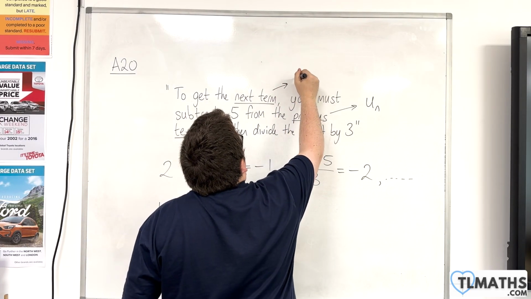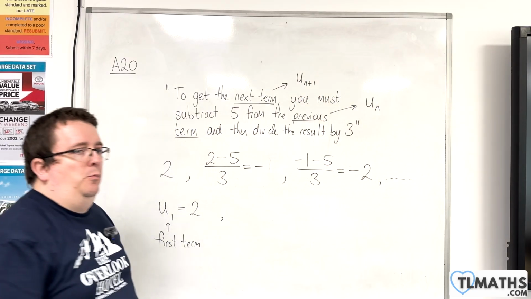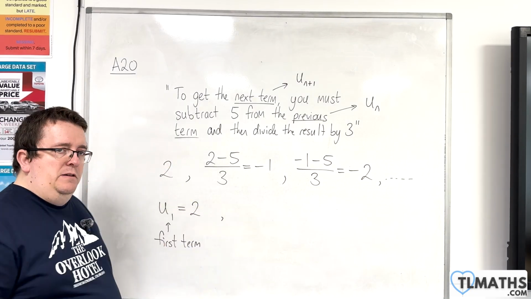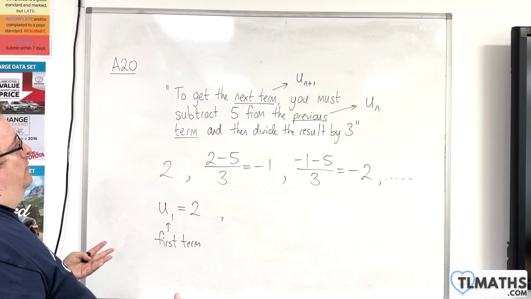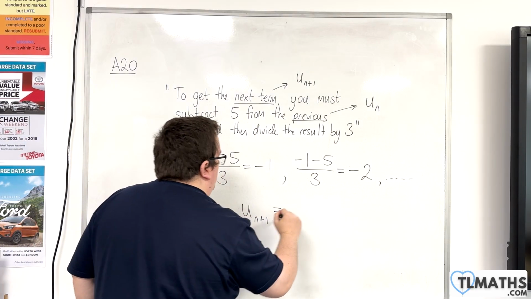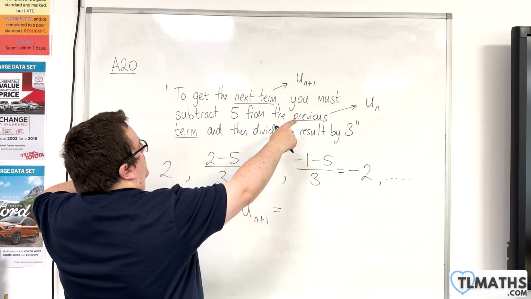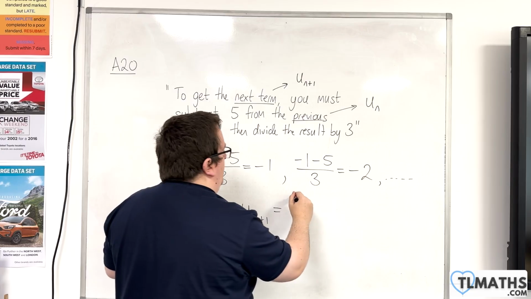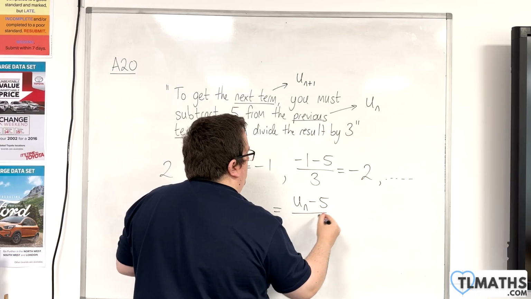So if we use that to mean the previous term, then the term after that, the next term, we could say that that's Un+1, because if that's n, then the next term must be n plus 1. You're just adding 1 onto it, okay, going from third to fourth term, or fourth to fifth term, or 100th to 101st term, okay? So once we've defined that notation, then we're saying to get the next term, so Un+1, the next term is equal to the previous term, take away 5, because we're subtracting 5 from the previous term, divided by 3.